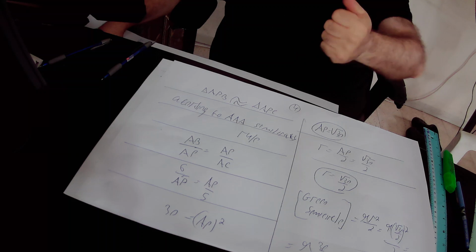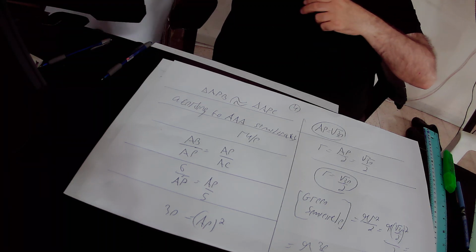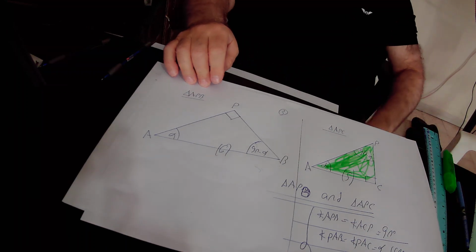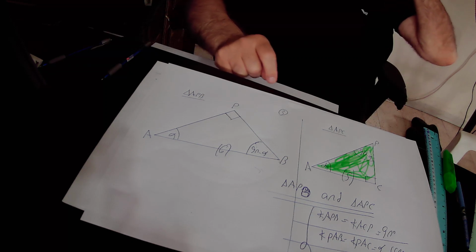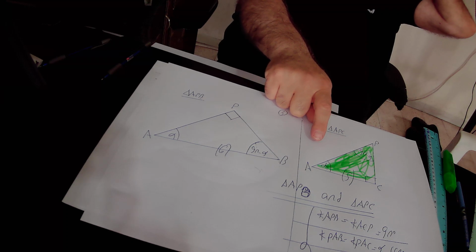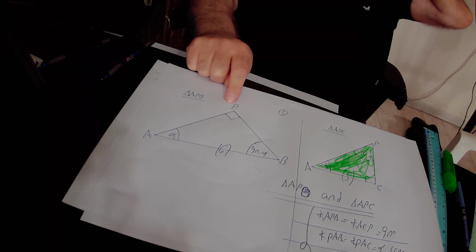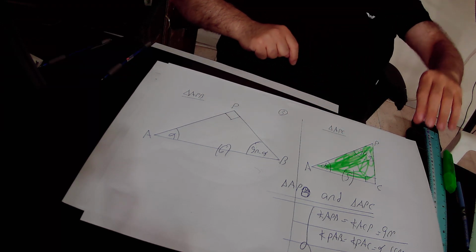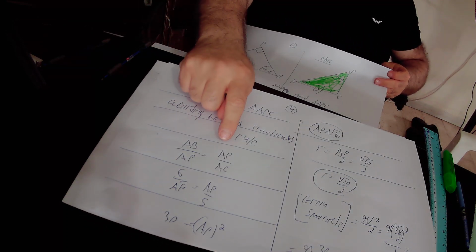And from the fact that the two right triangles are similar to each other, we derive the following relationship between their sides. Side AB in the right triangle over side AP in the green triangle equals side AP in the right triangle over side AC in the green triangle. I repeat, we derive that AB over AP equals AP over AC.